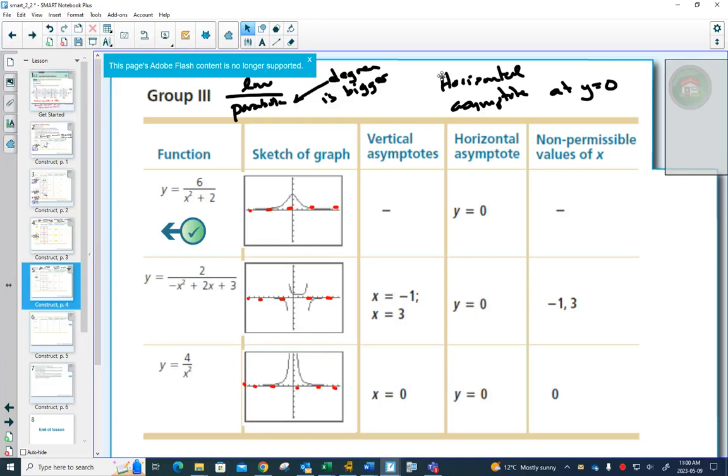So what we're going to do over the next couple of days is, this is part 2 of this unit, learn each of these groups and how to graph them formally so that you can graph any rational graph possible. Line over line, parabola over parabola, parabola over line, line over parabola, and any combination of lines and parabolas in the top of your fraction and in the bottom of your fraction.